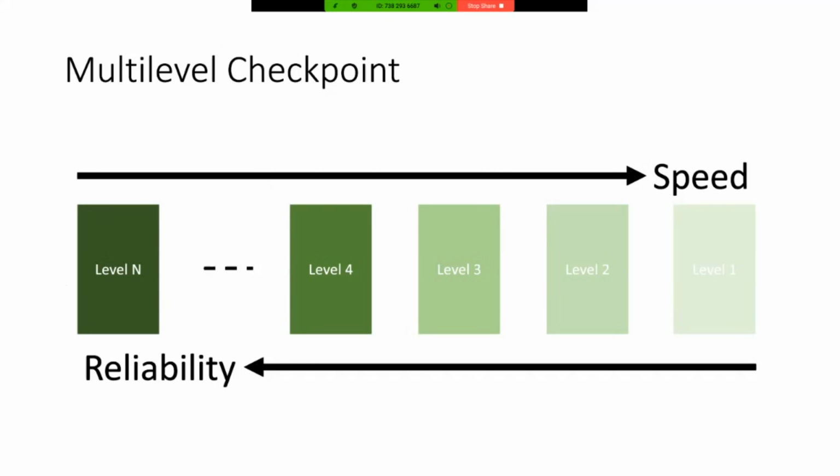Let's look into multi-level checkpointing. What is that actually? So the idea is extremely simple. We have several levels, and the levels are characterized by speed and reliability. The level of the highest reliability is typically the level with the lowest speed, lowest performance, and the level with the lowest reliability is the one with the highest speed.